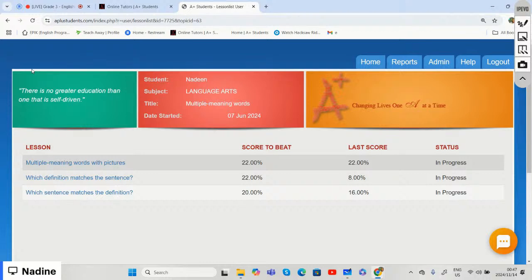So we say we have multiple meaning words. We have one word with more than one meaning, and we call that multiple meaning words. Another word for multiple meaning words is called homographs. All right, so this is the end of our lesson.